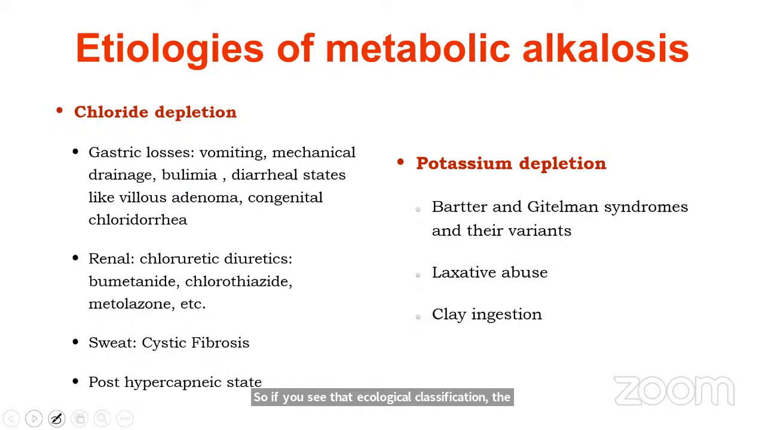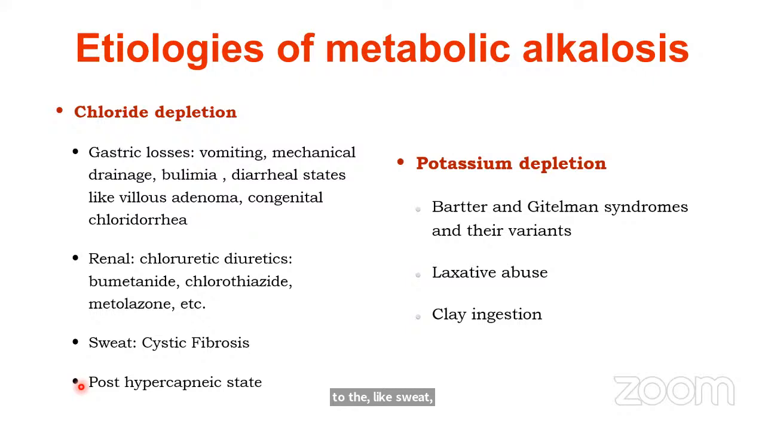So if you see the etiological classification of metabolic alkalosis, this metabolic alkalosis can be because of chloride depletion of the body or potassium deficiency. These are the two major mechanisms. So chloride gets depleted because it is lost from the GI tract. That is because of vomiting. That may be because of mechanical drainage, NG tube, or diarrheal states, a few rare diarrhea conditions. And in the kidney, if you use diuretics, and if it gets excreted through sweat, like in cystic fibrosis, or in the post-hypercapnic state.